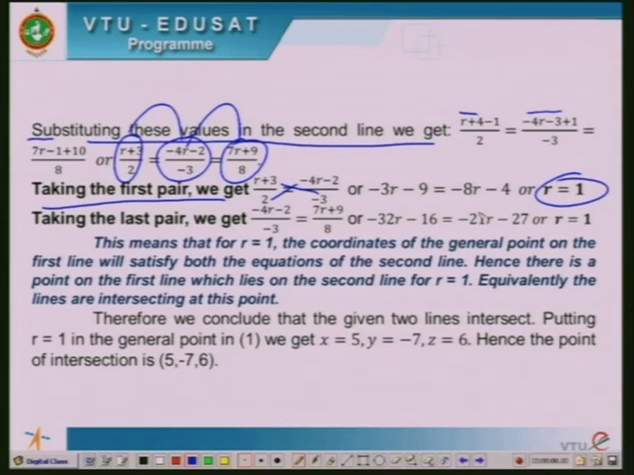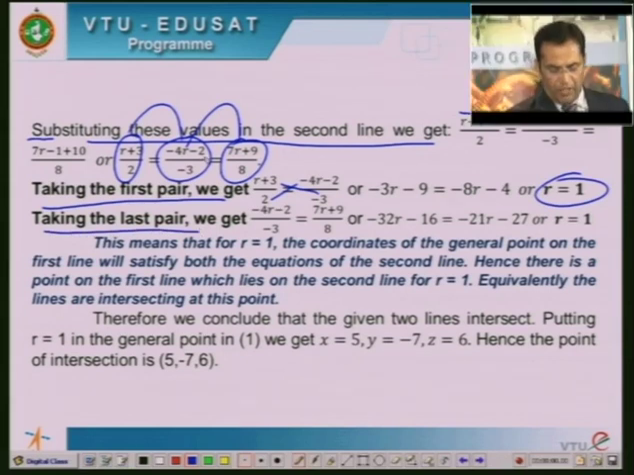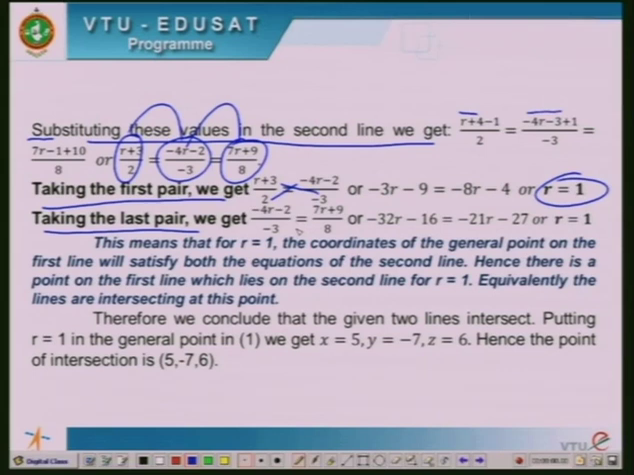I do the same thing for the last pair. Taking the last pair, we get (minus 4r minus 2) by minus 3 equal to (7r plus 9) by 8. Again, cross multiply: minus 32r minus 16 equal to minus 21r minus 27, which again gives you r equal to 1. What is the meaning of this?